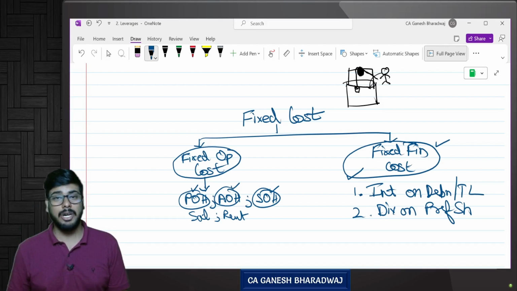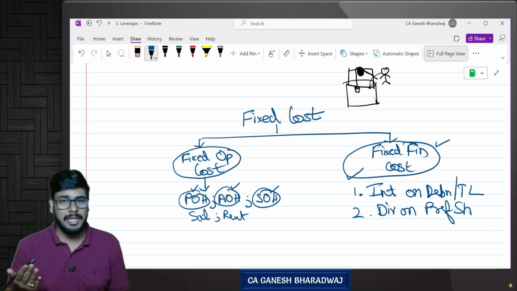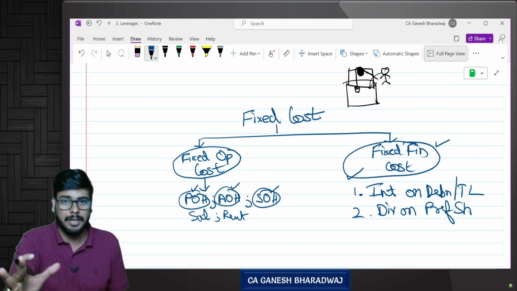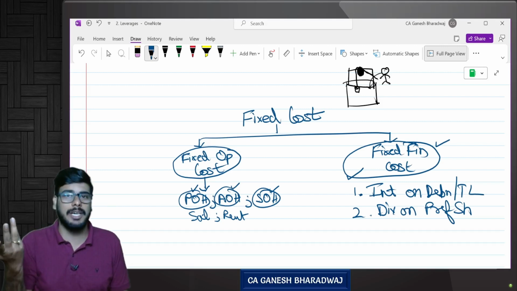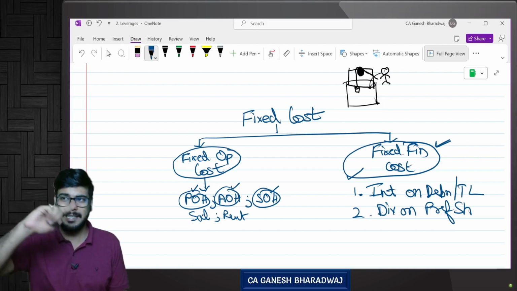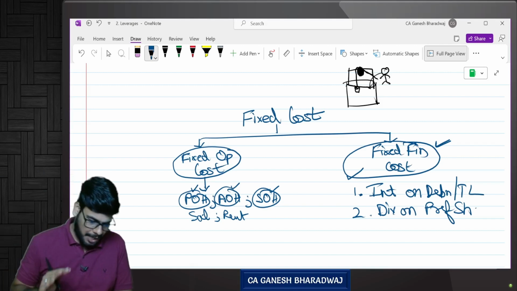Sir, dividend on equity shares, it is not a fixed financial cost. We just saw right now. For equity dividend, there is no contractual obligation for the company to pay every year. Correct? One year, if they want, they can pay. If they don't want, they need not pay. Whereas fixed cost doesn't have that option. No matter what, you need to pay. So broadly, there are only two fixed financial costs: interest on any of your borrowings, that is debentures or term loan, and dividend on preference shares. Are you clear with this?